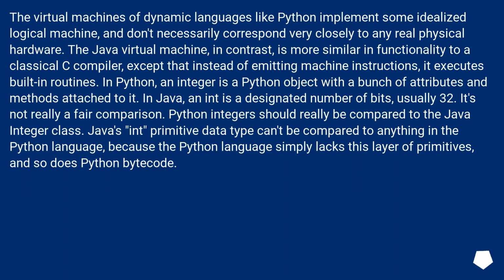In Python, an integer is a Python object with a bunch of attributes and methods attached to it. In Java, an int is a designated number of bits, usually 32. It's not really a fair comparison. Python integers should really be compared to the Java Integer class. Java's int primitive data type can't be compared to anything in the Python language, because the Python language simply lacks this layer of primitives, and so does Python bytecode.